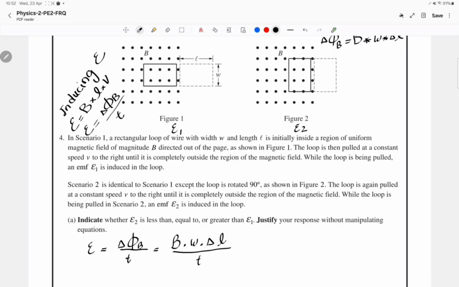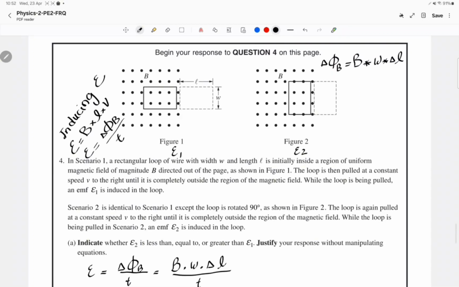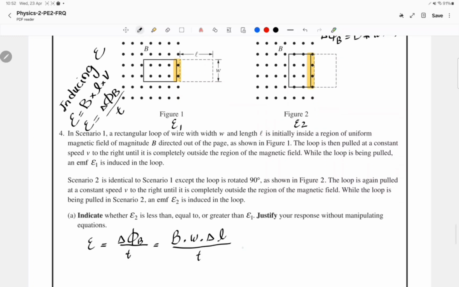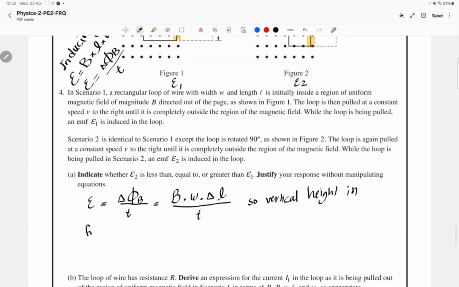How does that help us? Now, the B is the same, right? What is different between the two? The length. So this is the vertical height in scenario 1, and that's the vertical height in scenario 2. The vertical height is going to be more in the case of scenario 2. So the vertical height in figure 2 is more.